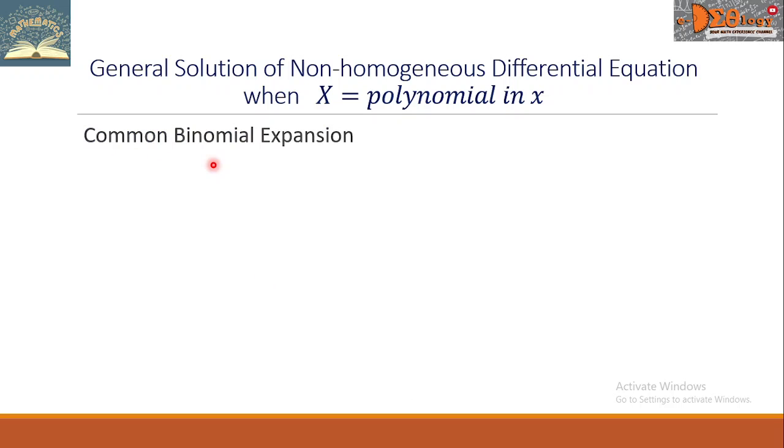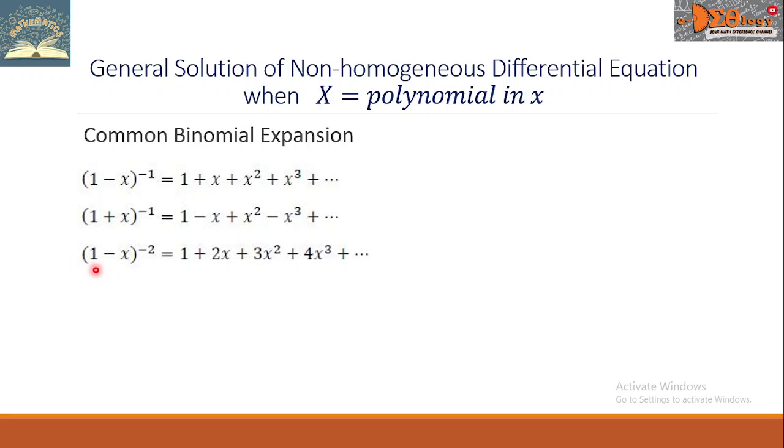Here are the common binomial expansions. The first one is the quantity 1 minus x, that is raised to negative 1, is equal to 1 plus x plus x squared plus x cubed plus and so on. Next is the quantity 1 plus x raised to negative 1 equals 1 minus x plus x squared minus x cubed plus and so on.